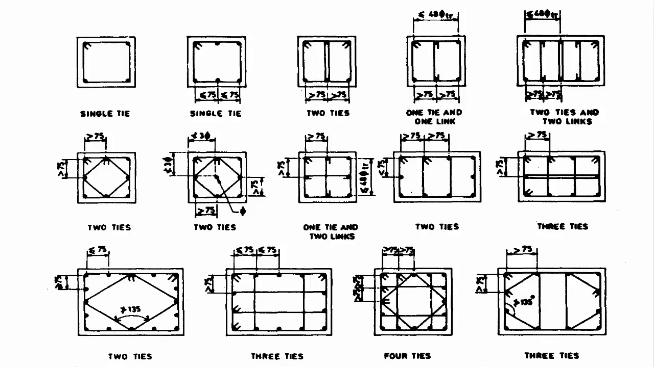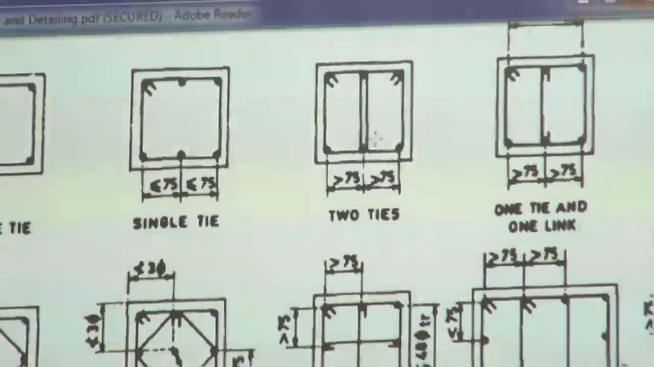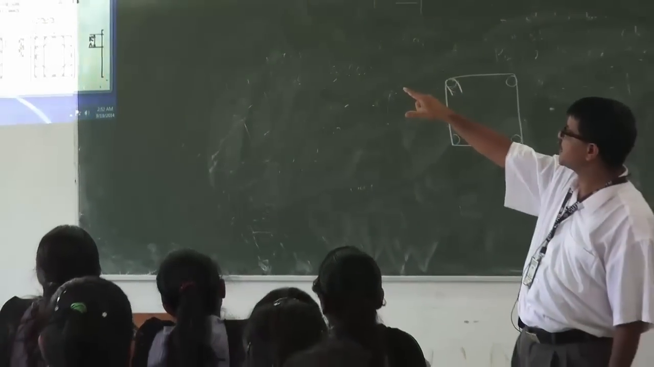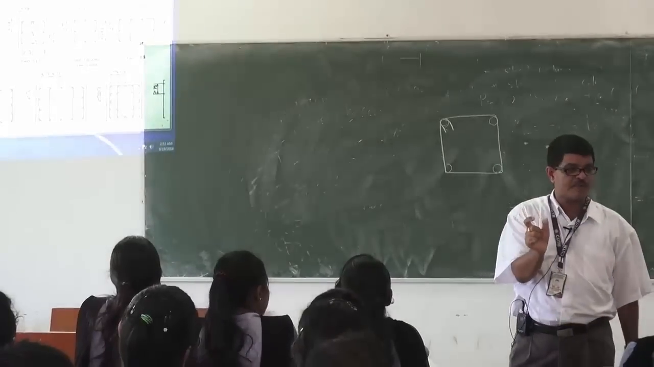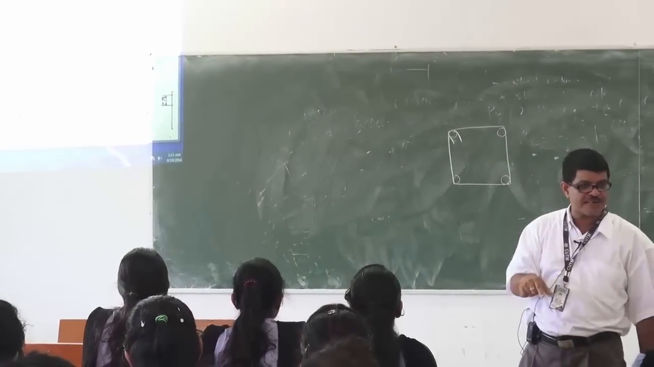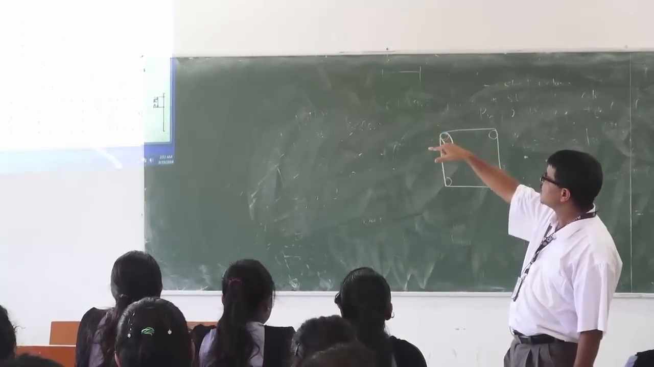You can see here a single tie. There are only 4 rods, 1, 2, 3, 4. Now 1, 2, 3, 4, 5, 6. This distance is less than 75. If the distance is more than 75, then you have to provide another tie here. So if it is more than 75, the distance between 2 main reinforcements, where the number of bars is more, you have to see the spacings and provide the extra ties.